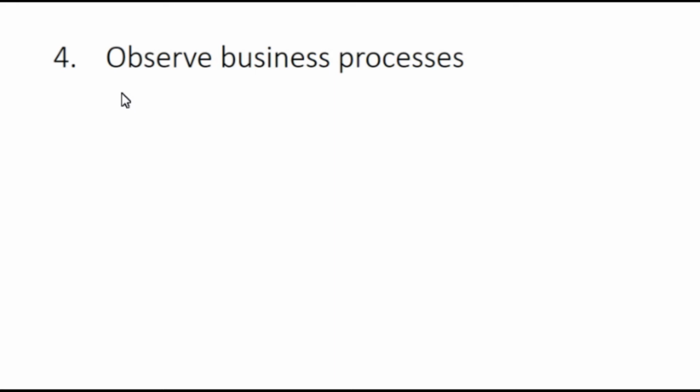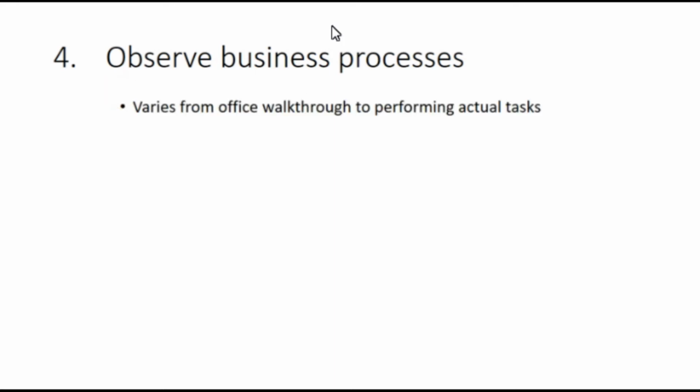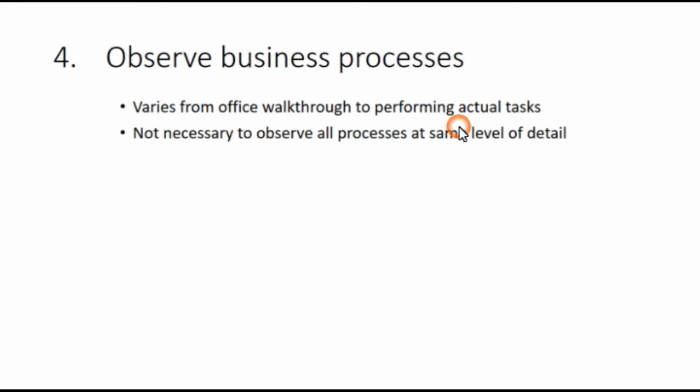So this is the fourth technique in gathering requirements. This varies from office walkthroughs. When we say office walkthrough, it is simply wandering here and there and observing business processes by taking a glance, taking a sight of the actual business process, and performing actual tasks. When we say performing actual tasks, it means participating in and documenting business processes. So this is actually an observation technique.